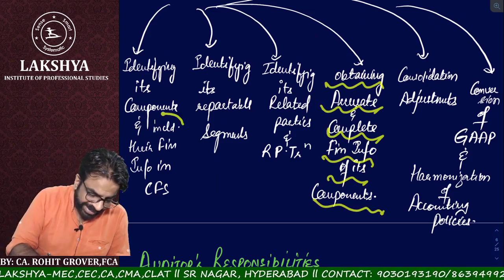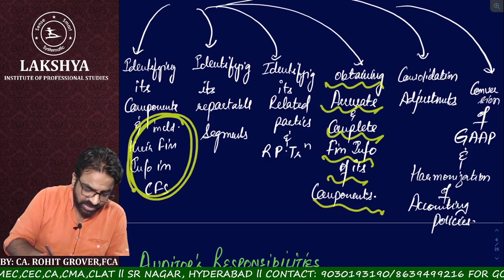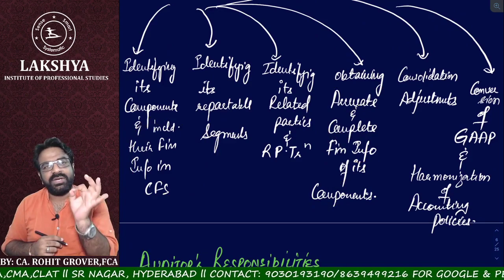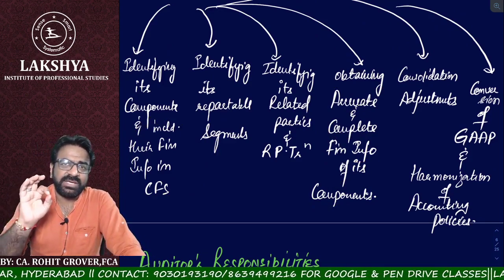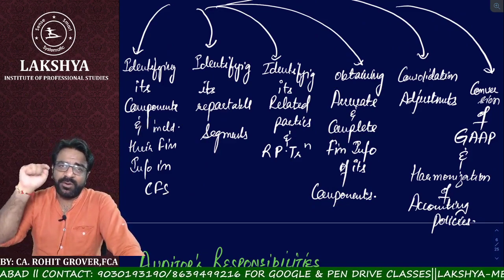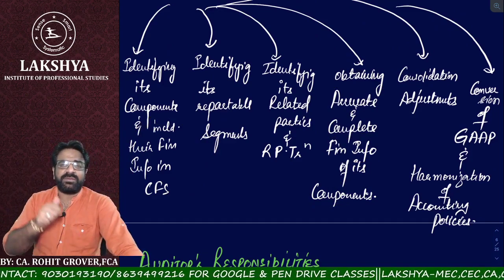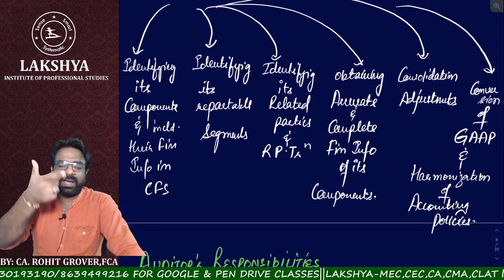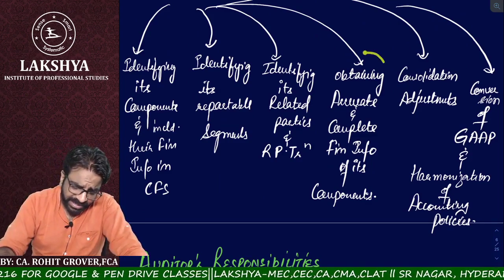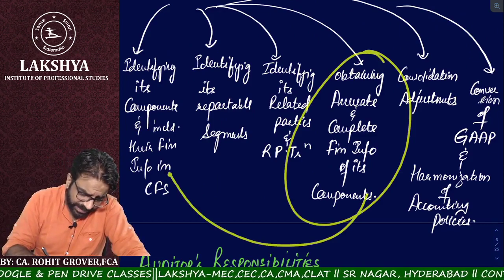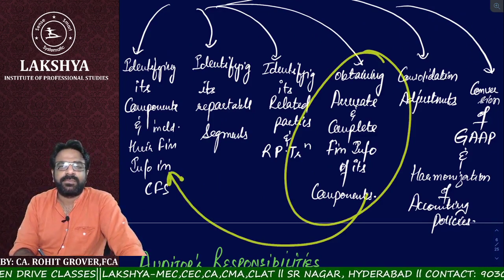Now tell me, do we have to include the financial information of the components in the consolidated financial statement or not? Yes. So whose responsibility is it that the information included in the consolidated financial statement is accurate and complete? Again, it is the parent's responsibility. So you can say that this point is a little bit connected with point number 1. Are you getting the point?